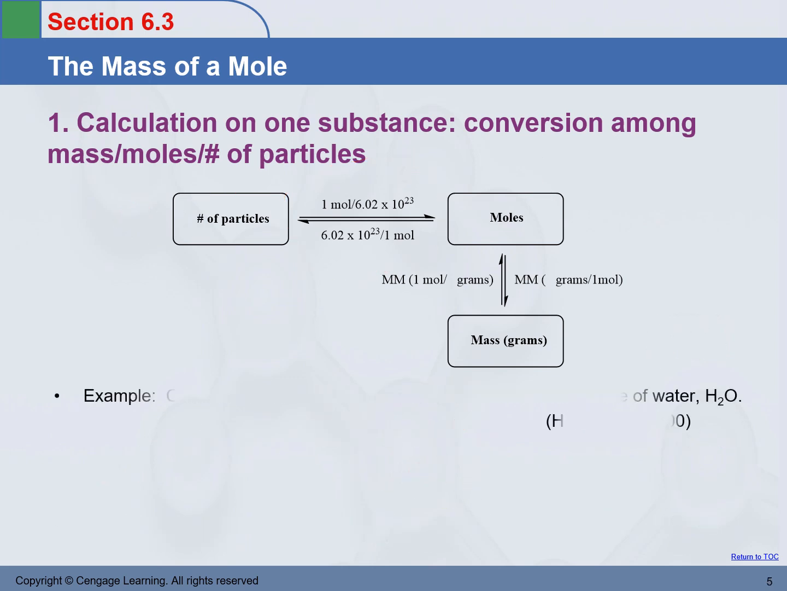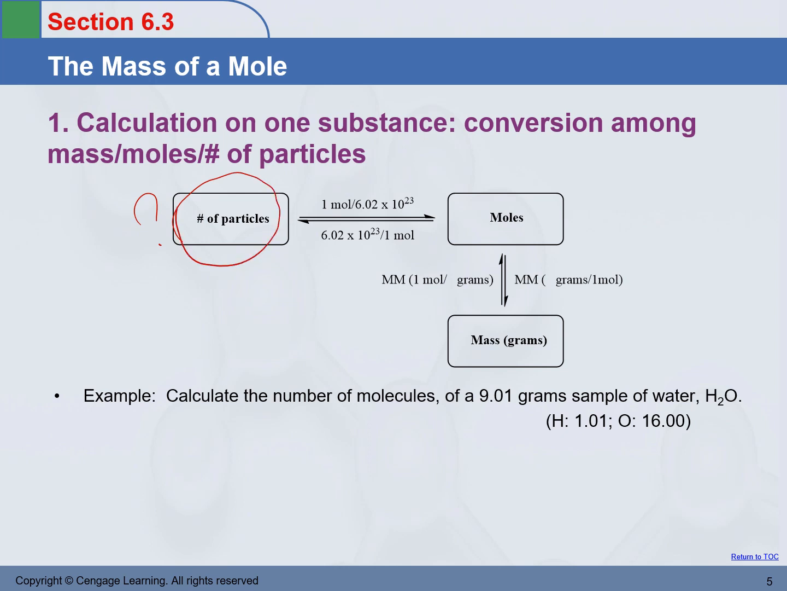Another practice. Calculate the number of molecules. Again, this is our destination. This is where we want to go to. Of a 9.01 grams of water sample, so we know grams of something. Right now we're here. We need to go to number of particles. To go from grams to number of particles, there's only one way to go. You need to go through moles, then go to particles. So you know you need 2 conversion factors.